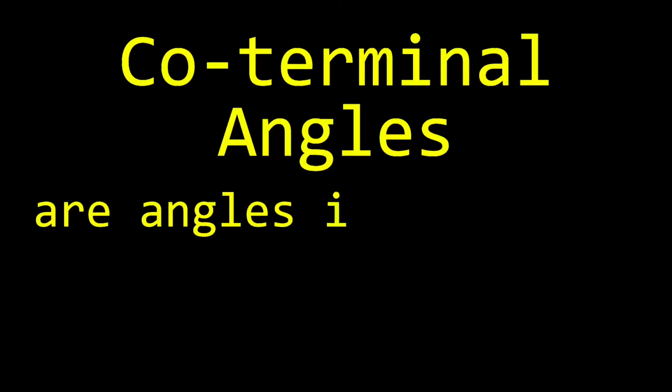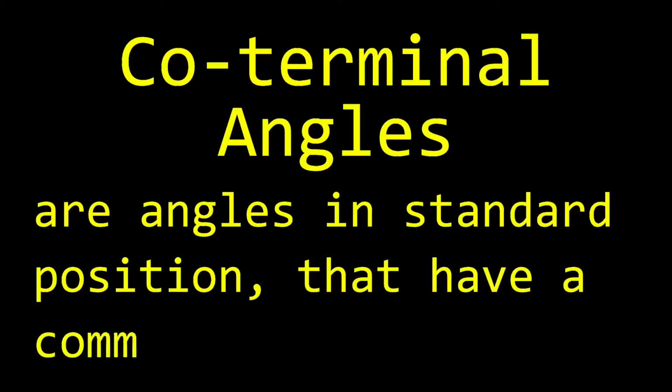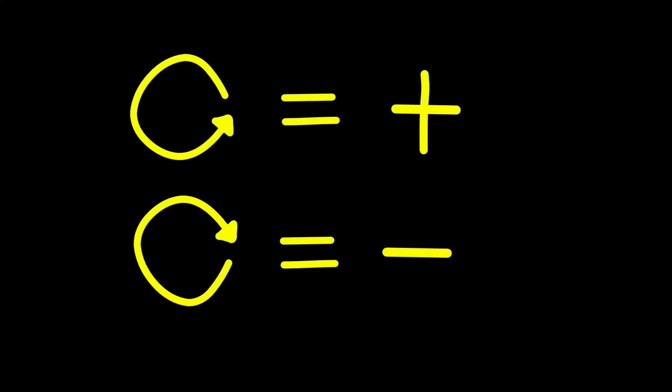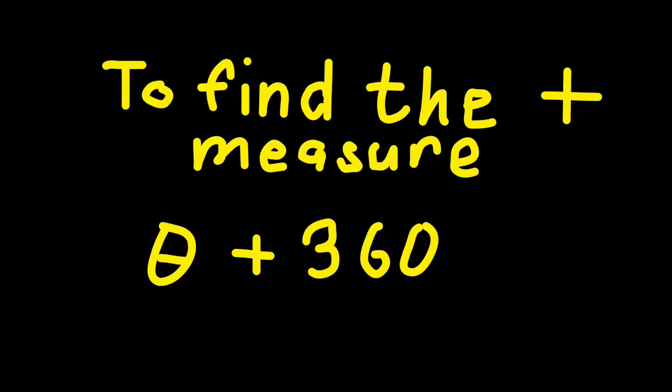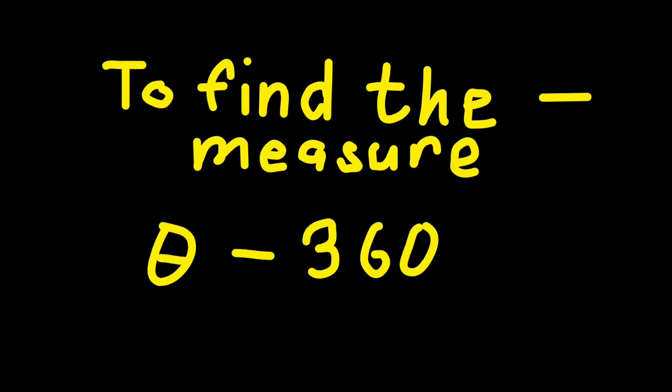Coterminal angles are angles in standard position that have a common terminal side. If the angle rotates in a counterclockwise direction, the angle has a positive measurement. And if the angle rotates in a clockwise direction, the angle has a negative measurement. To find the positive angle measurement, add 360 degrees, and to find the negative angle measurement, subtract 360 degrees.